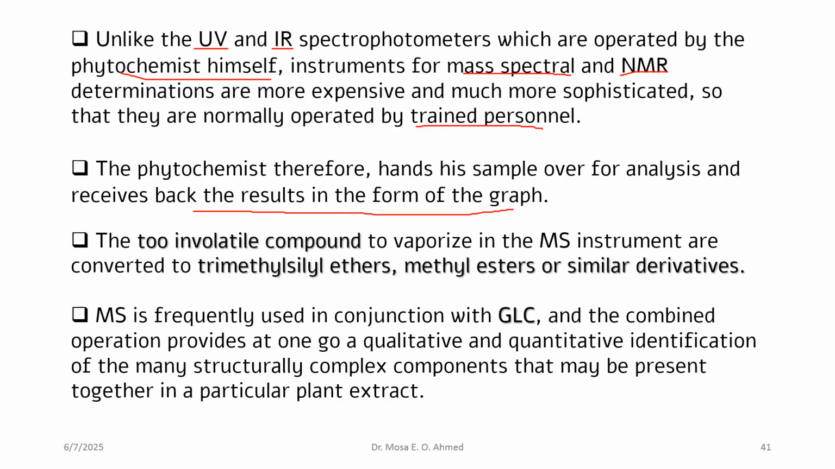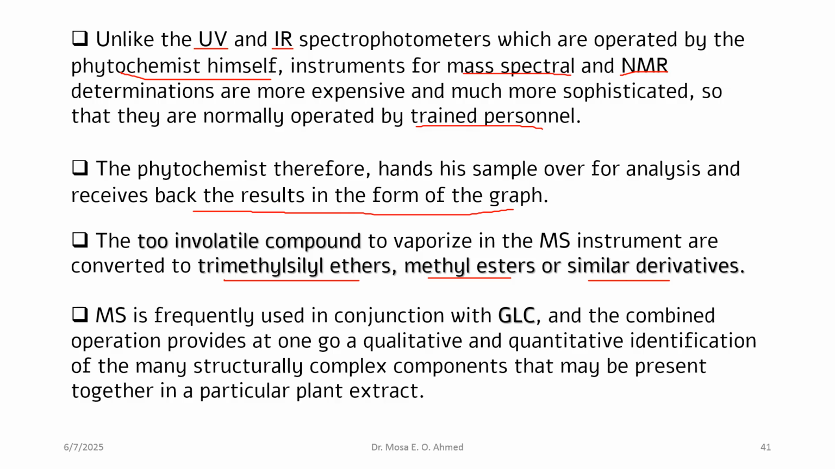Compounds that are not volatile enough to vaporize in mass spectrometry can be converted to volatile form by derivatization with trimethyl ethers or methyl esters or other similar derivatives.